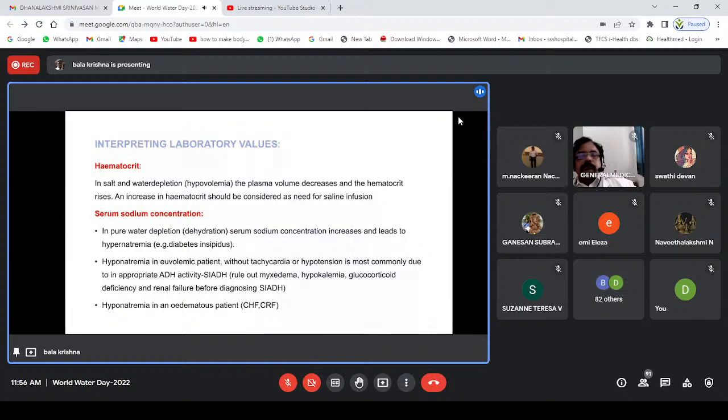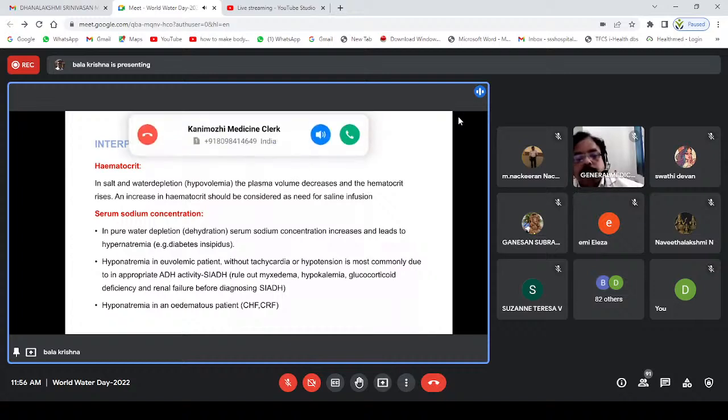In assessing serum sodium concentration, such as serum electrolytes, in pure water depletion, such as in a state of diabetes insipidus, serum sodium concentration increases. In hyponatremia in a euvolemic patient, without tachycardia or hypotension, that is a normotensive patient, hyponatremia is most commonly due to SIADH. Due to inappropriate secretion of ADH, the patient will have hyponatremia due to a mild to moderate increase in intracellular volume.